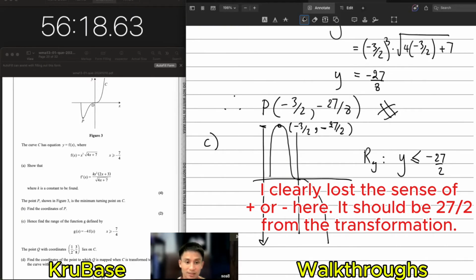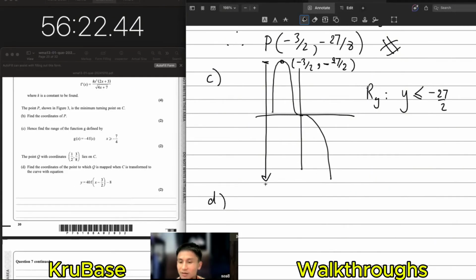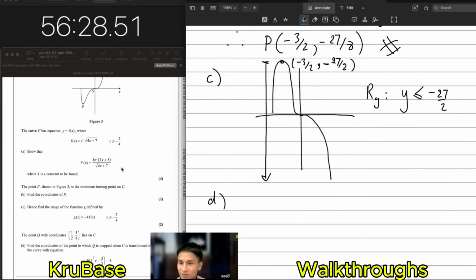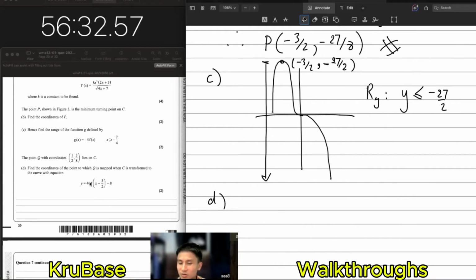Okay, part D. Point Q with coordinates that lies on C. C is the same curve, not the new one. Find the coordinates of the point to which Q is mapped when C is transformed to the curve with that equation. Okay.